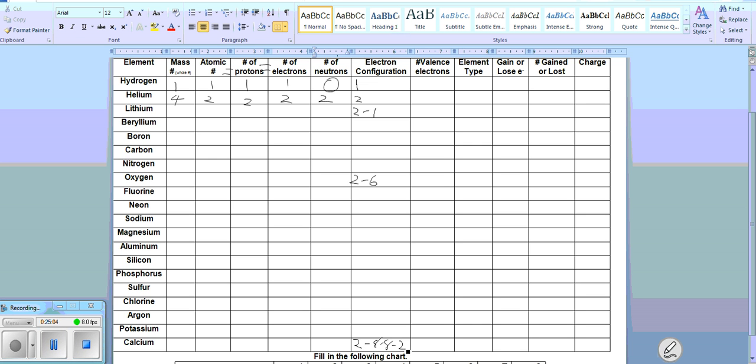Number of valence electrons is the last number in the electron configuration. For hydrogen, it's 1. For helium, it's 2. For lithium, it's 1. For oxygen, it's 6. And for calcium here, it's 2.